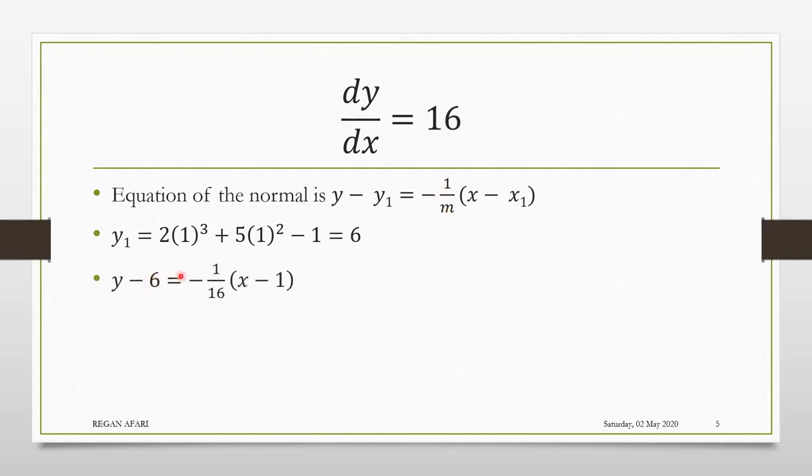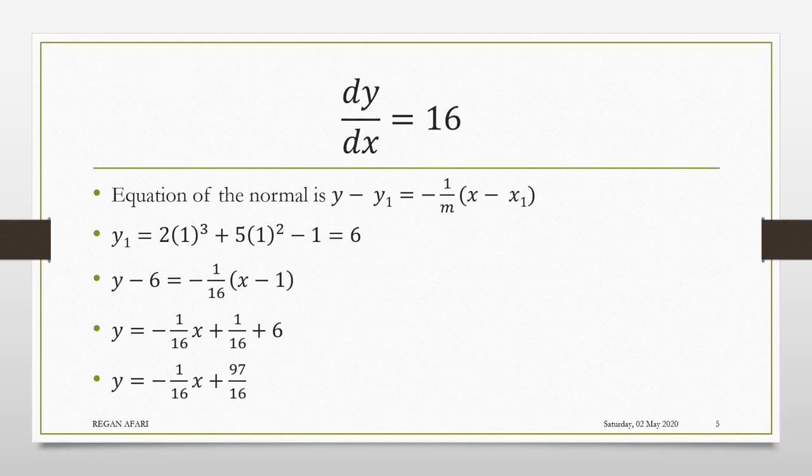So that is what we have. The 16 is the gradient, but remember that it is always -1 over m, because it is a normal. Now you are almost done. You expand and then you simplify, and this is what we have: negative 1 over 16 x plus 97 over 16.